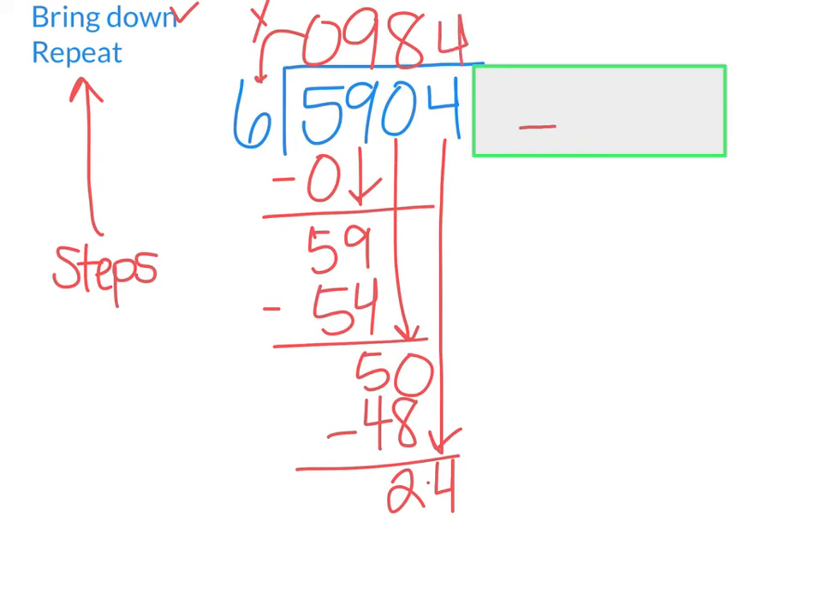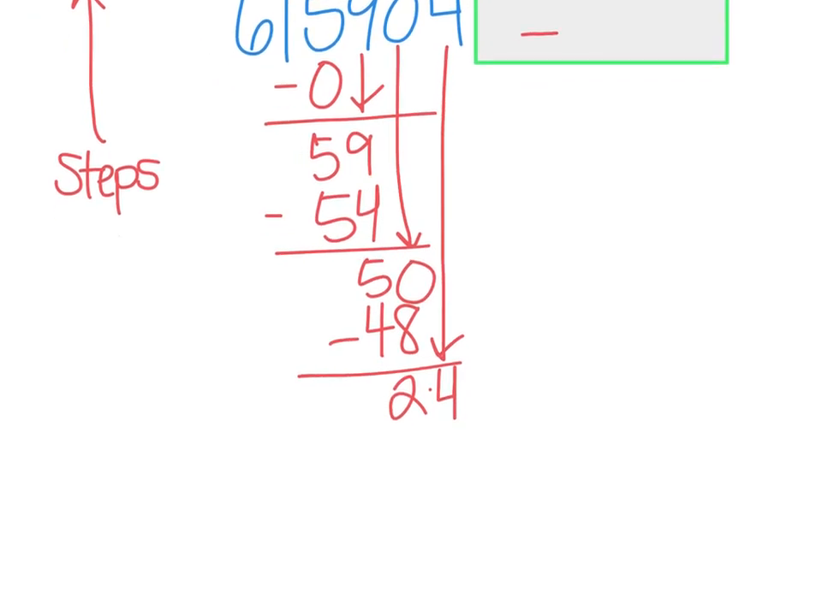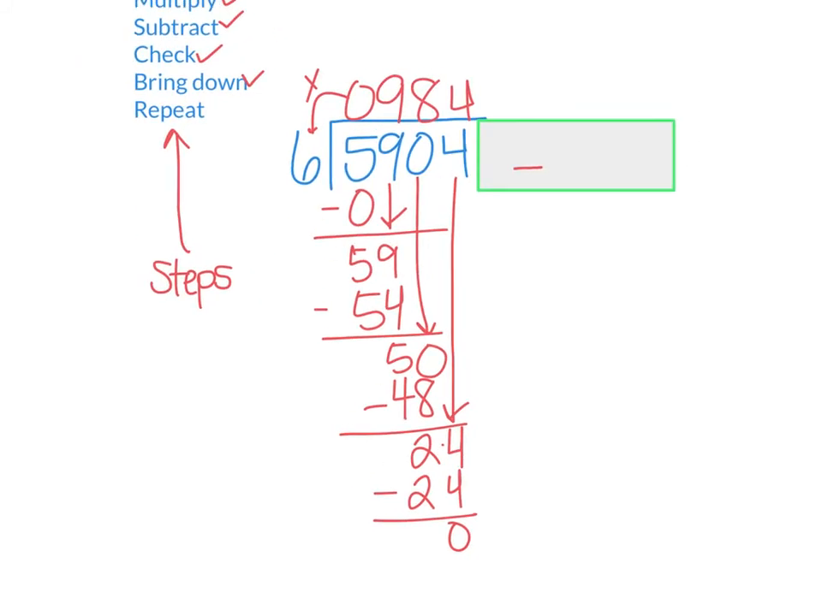I'm going to multiply 4 times 6, and I get 24. After I multiply, I subtract. Now in this case, I have a remainder of 0, so my final answer is 984, whatever is there on top of your division bar. We got that when we used method 1.